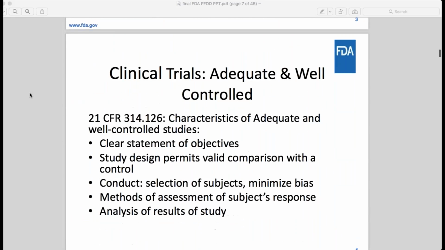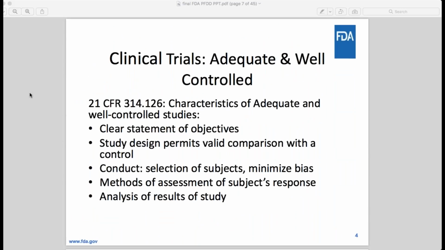Next slide. This slide lists some characteristics of adequate and well-controlled trials. In the previous slide, I stated that we need a way to find out what the drug actually does by distinguishing its effects from other influences. One important means by which we try to distinguish the drug effect from other influences is by using a study design that has a control group, appropriately selects subjects, and minimizes bias. Next slide.